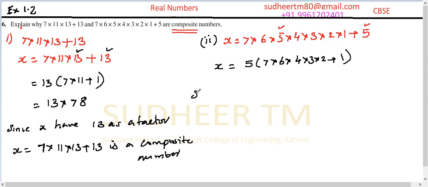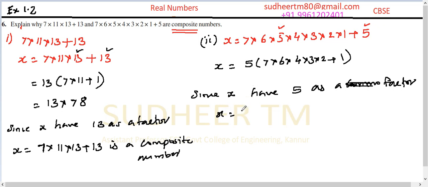Therefore, since x has 5 as a factor, x = 7 × 6 × 5 × 4 × 3 × 2 × 1 + 5 is a composite number.